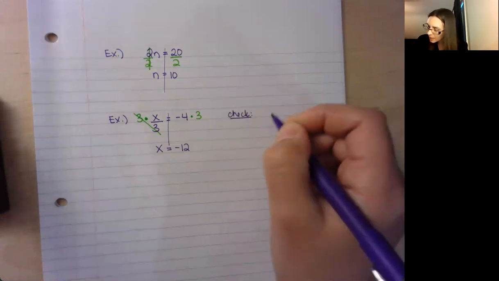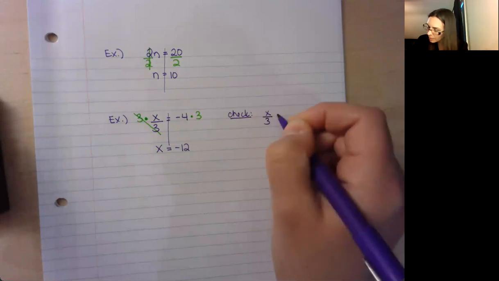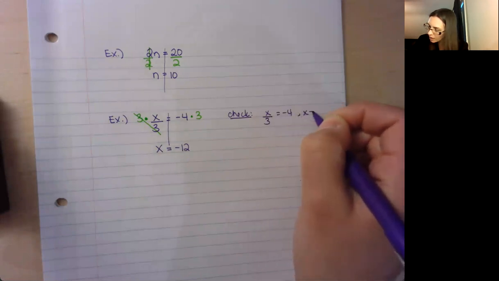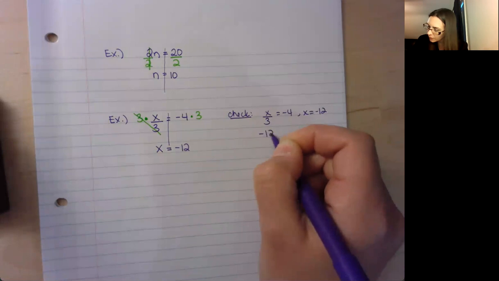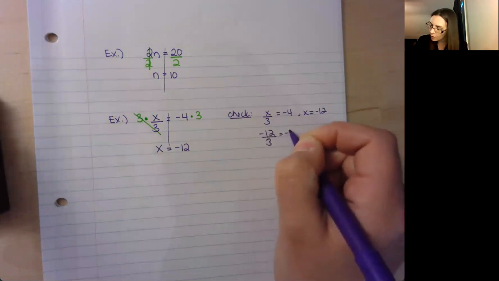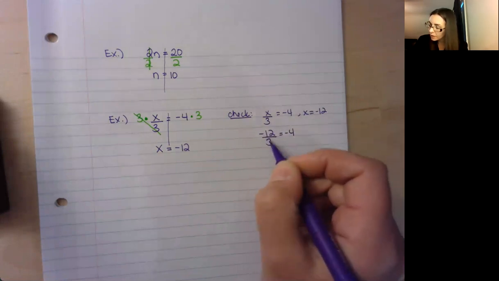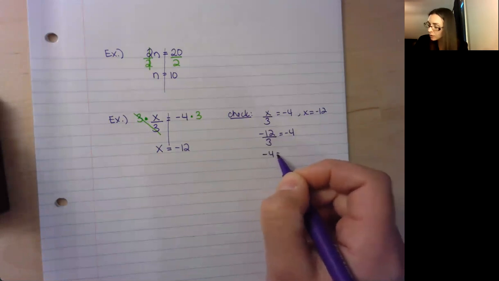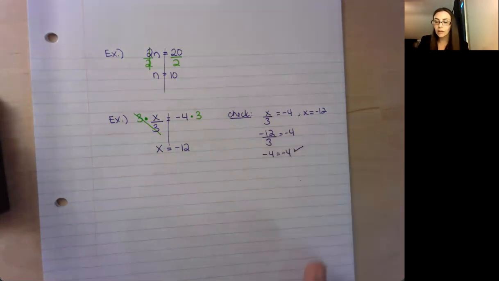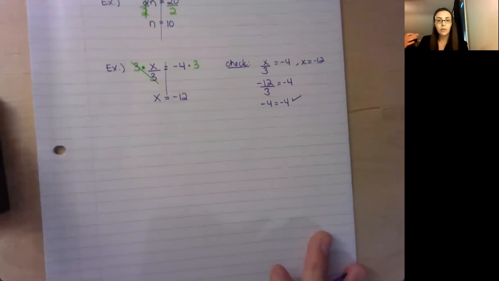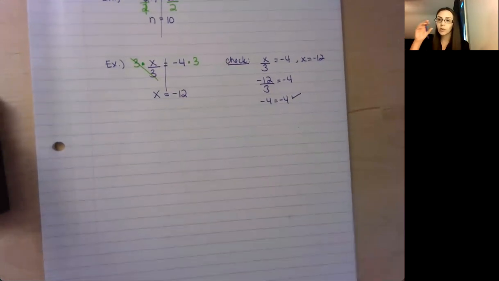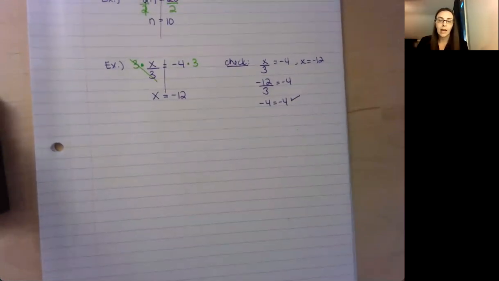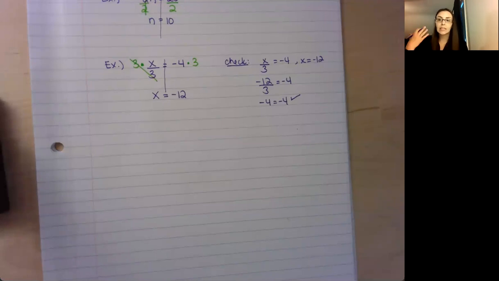And we can always check by going back to the original problem. If I plug in x equals negative 12, I get negative 12 over 3 equals negative 4. And negative 12 divided by 3 is negative 4. So again, you really have to know your sign rules as well here. If you need to keep reviewing them or you need to have a note card with you with those rules in front of you, that's fine. But you really want to have those drilled down so that you have them really automatic.